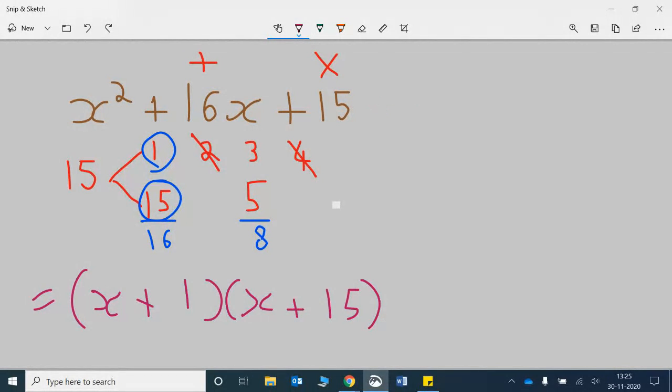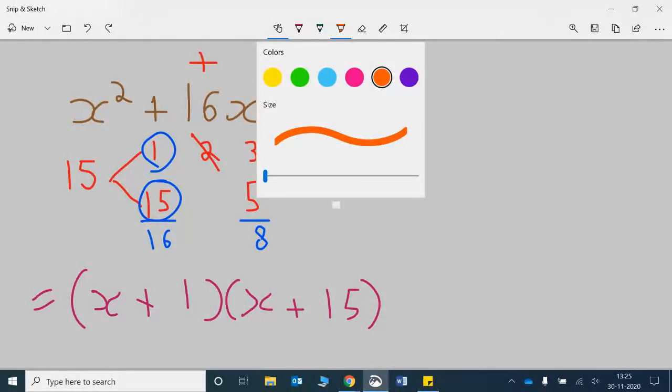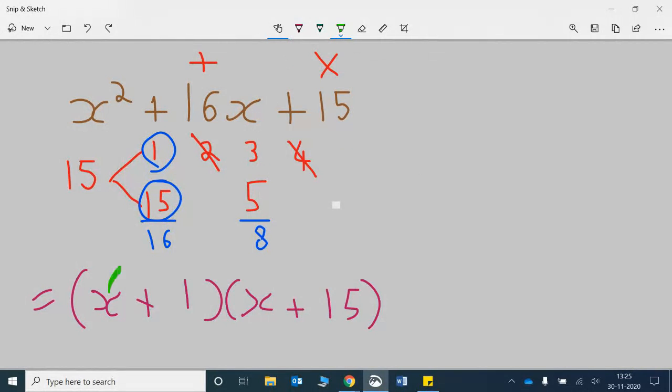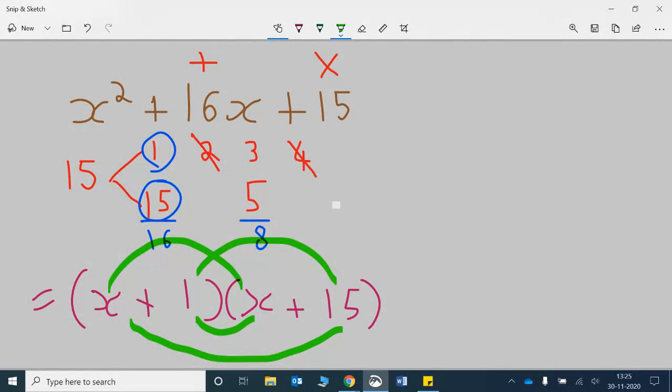Now, if you don't believe that it's equal, you can multiply it out. There are many different ways of multiplying out, but the one which I encouraged was to do x times x and x times 15 and 1 times x and 1 times 15. Kind of looks like a smiley face. So if you put all of those together, let's follow the first one across: x times x is x squared.